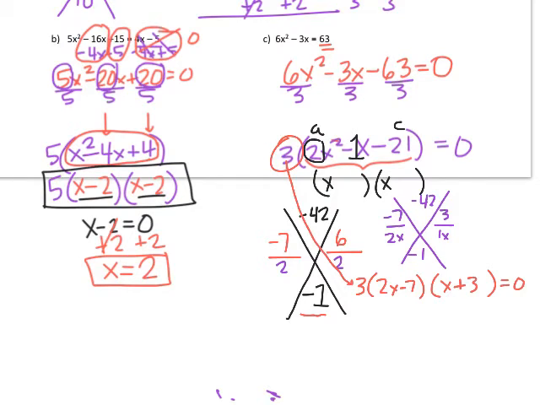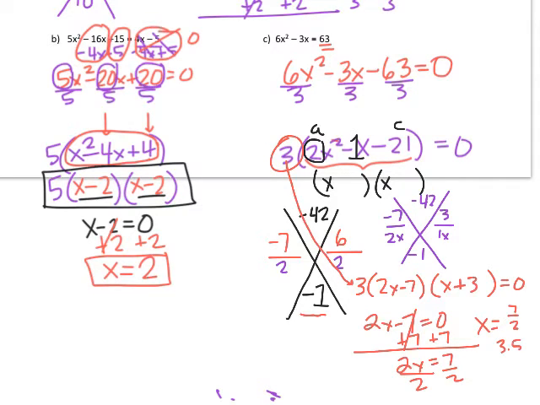So if I set my 2x minus 7 equal to 0, when I do all my algebra here, 2x equals 7, and x is going to equal 7 over 2, which, if you want to say it in easier terms, is 3.5 because 2 goes into 7 3.5 times. So either one of these would be okay.